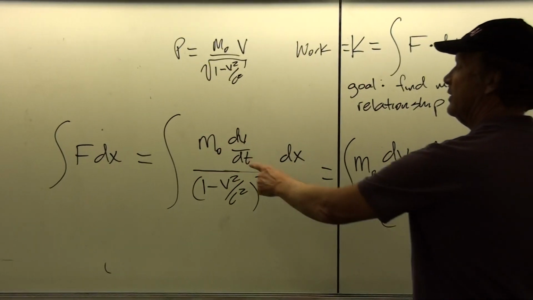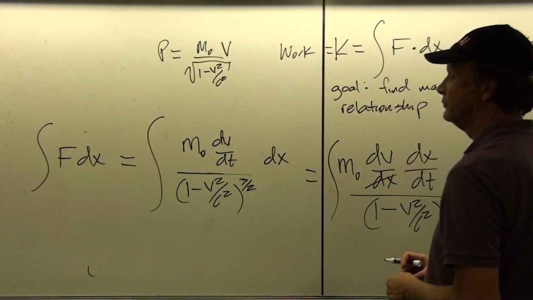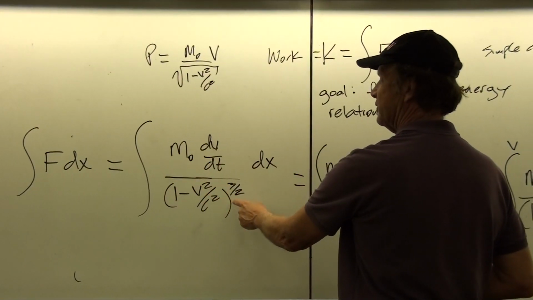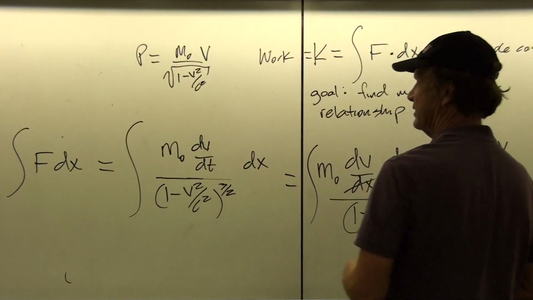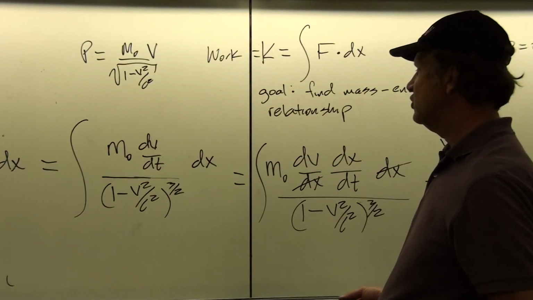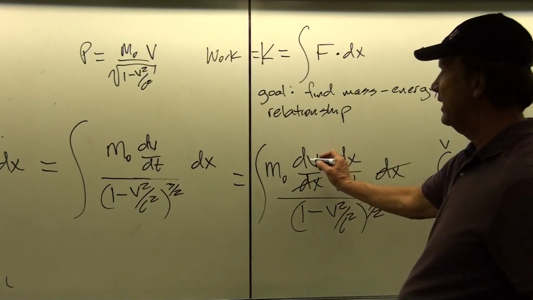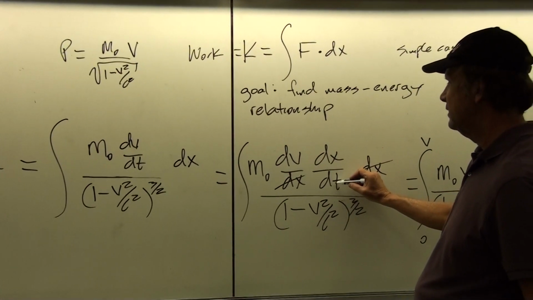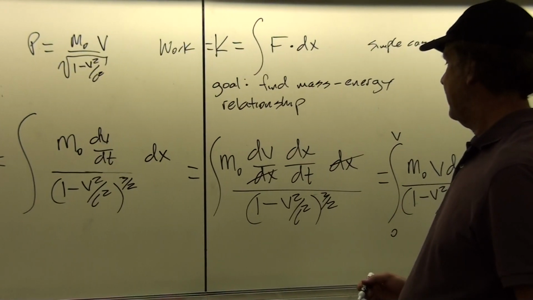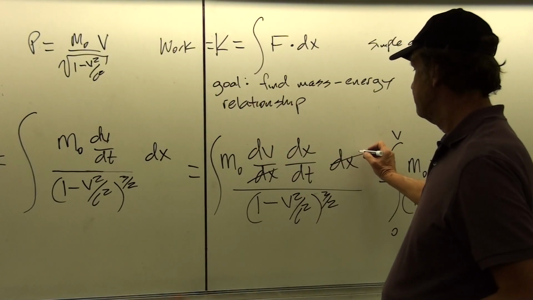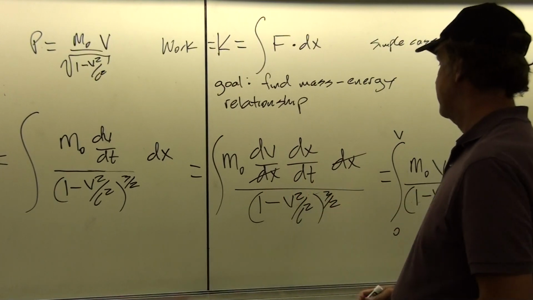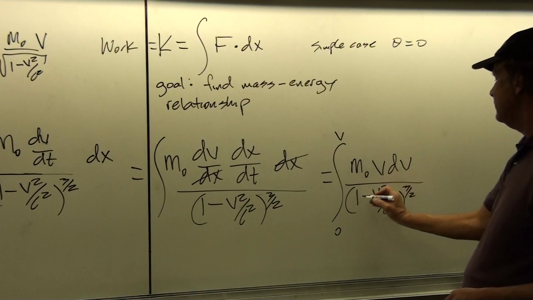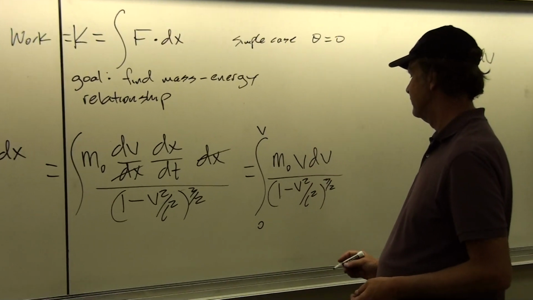from our previous calculation. So that's m naught times a divided by 1 minus v squared over c squared to the 3/2 power times dx. And then I'm going to change variables by writing dv dt as dv dx times dx dt using the chain rule. And then the dx's will cancel, and then that's divided by 1 minus v squared over c squared. Or that gives us here just m naught v dv divided by 1 minus v squared over c squared.